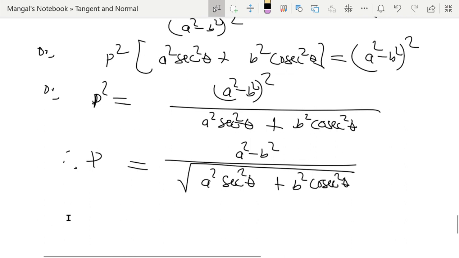or condition of the tangent, condition of the line x cos theta plus y sin theta equal to p for being normal on the ellipse having equation x square upon a square plus y square upon b square equal to 1. I hope most of you who are watching and who are related with this thing got a very clear idea of this thing.